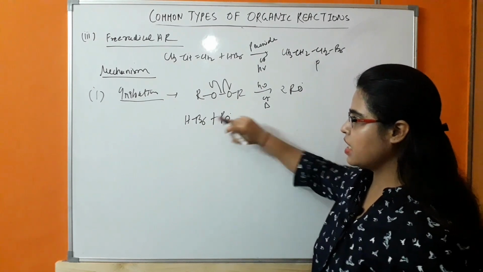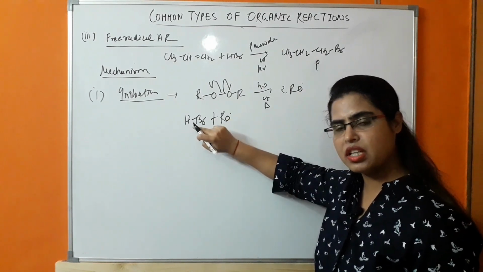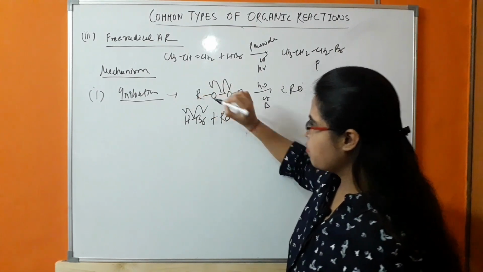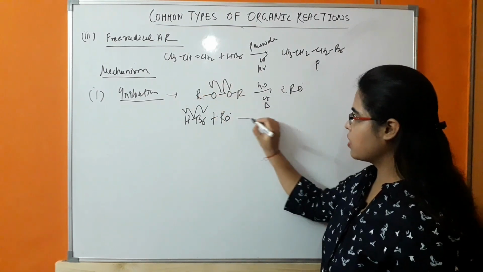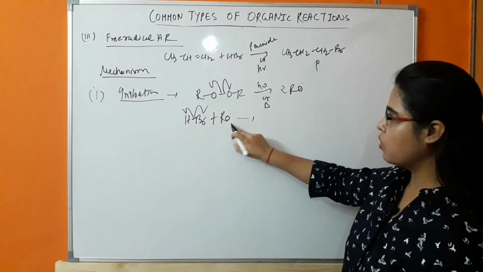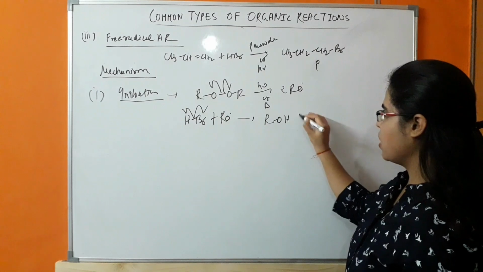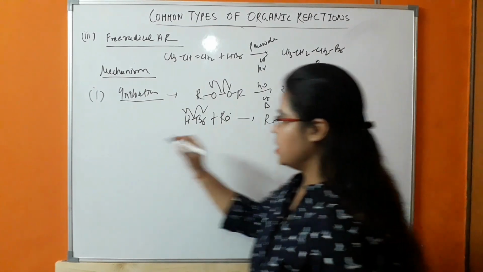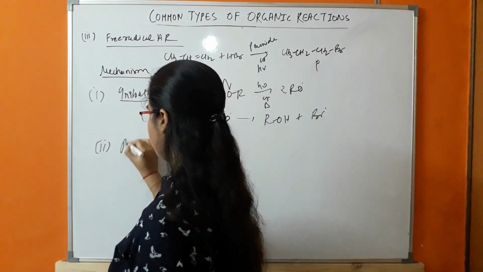So this peroxide radical initiates homolytic fission in this molecule. So this hydrogen will take its electron, bromine will take its electron, one electron each. There will be formation of this H free radical, which will attack on RO. There will be formation of alcohol and formation of Br free radical. Then the second step will be propagation.